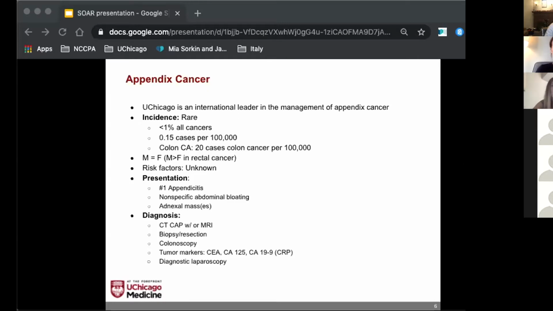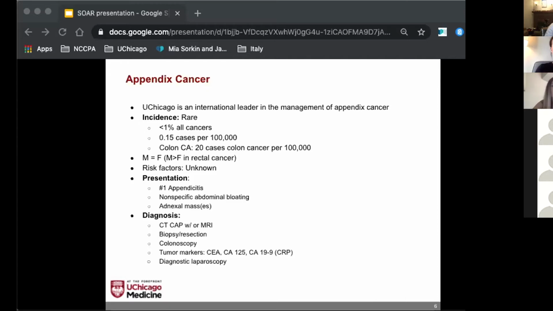And so we do check that in appendix cancer to make sure that it's not elevated and can be indicative of peritoneal disease. CA-19-9 is another tumor marker that's more representative of hepatobiliary cancers like pancreatic or gastric cancers. It can be elevated in appendix cancer, though I don't see that commonly.